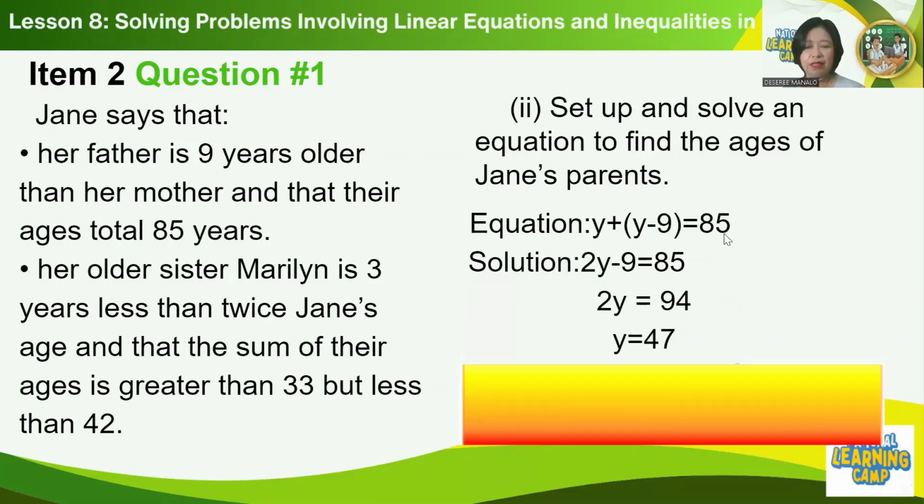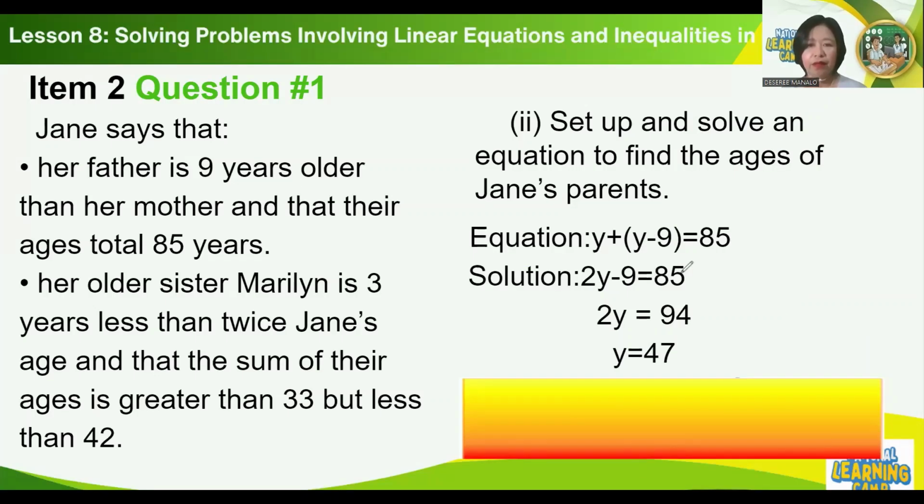So the sum of their ages is 85. So y plus y minus 9 is equal to 85. So y plus y is equal to 2y, then minus 9 equals 85. So 2y, bring down, is equal to 94. It is 94 because 85 add 9. And then 2y divided by 2 is equal to 94 over 2. So cancel and then y is equal to 47.